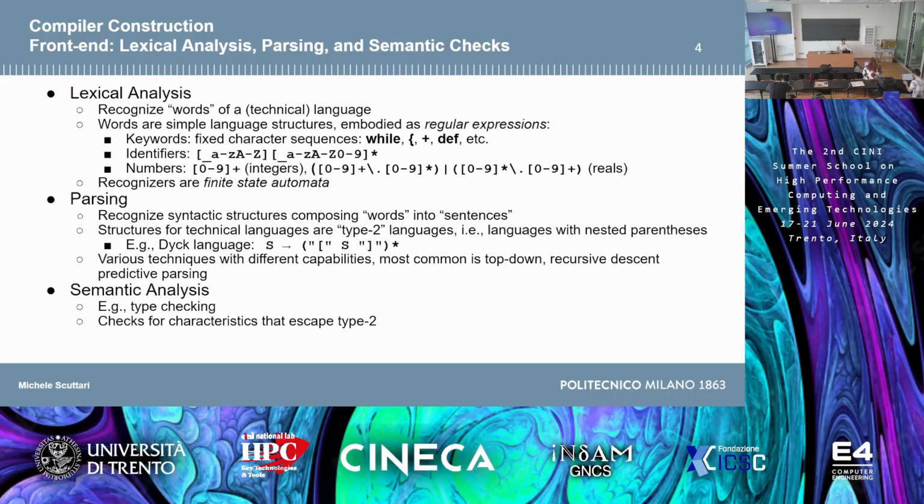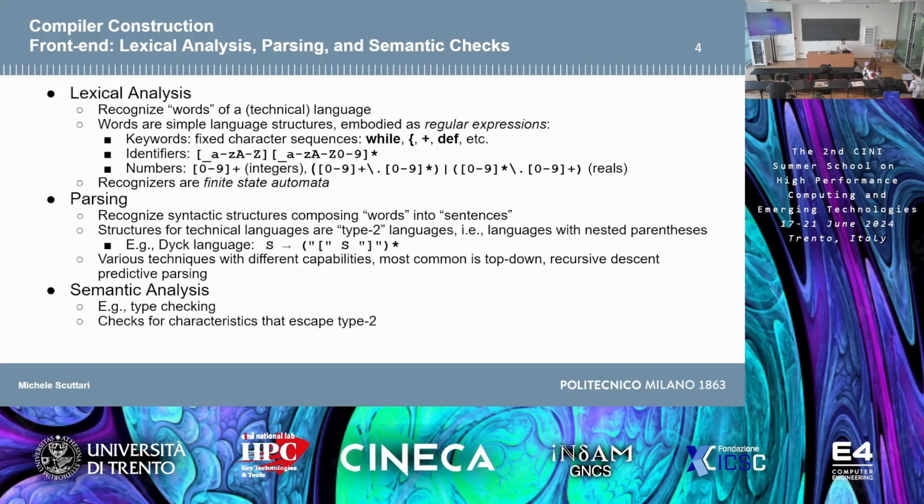This kind of recognition is performed through FSAs, finite state automata, which are a very, very simple theoretical structure to model computation, and produce out of your source code, which is per se a file composed of characters, a stream of tokens, so words in the language with their actual value. So for a number, it would be number plus the value of the number.